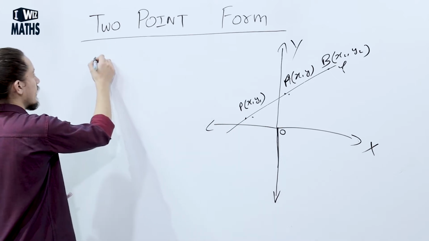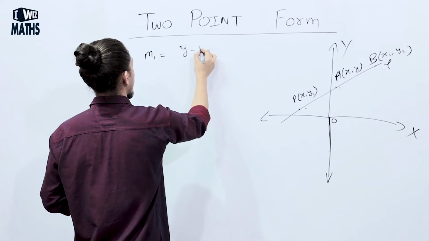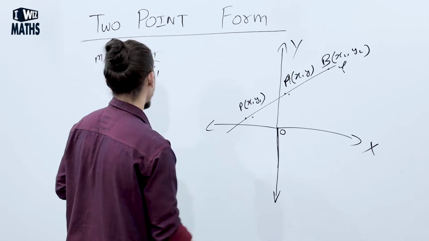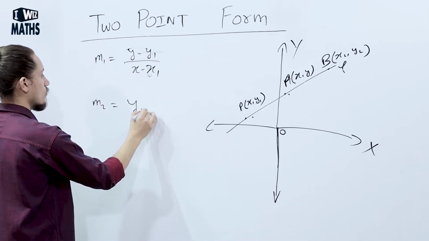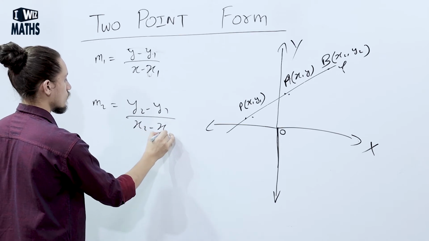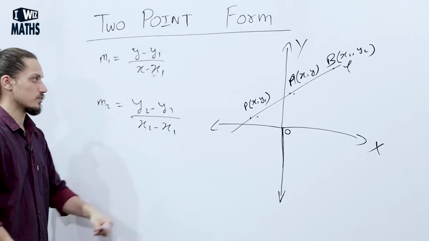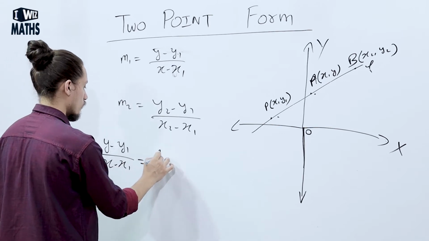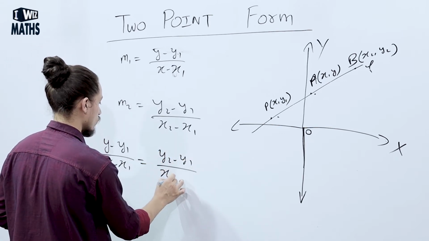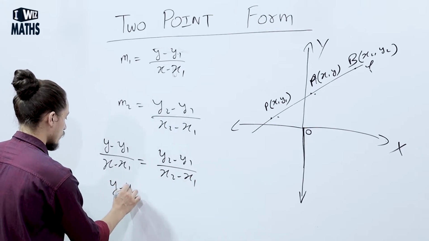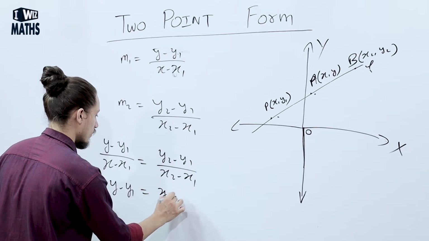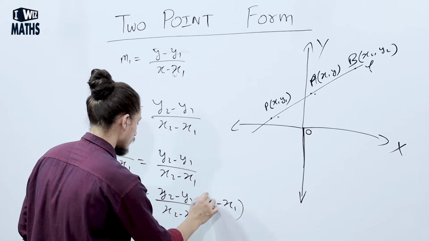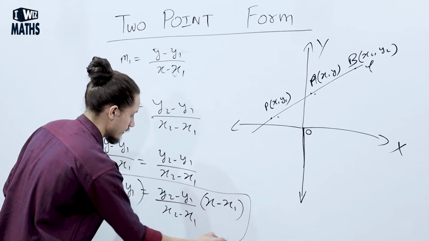स्लोप बिटवीन P एंड A से m1 is equal to y minus y1 upon x minus x1, and slope between B and P will be equal to m2 is equal to y2 minus y1 upon x2 minus x1. अब ये दोनों एक ही लाइन के स्लोप हैं तो एक दूसरे के इक्वल होनी चाहिए. So equating we get y minus y1 upon x minus x1 is equal to y2 minus y1 upon x2 minus x1. We get y minus y1 is equal to y2 minus y1 upon x2 minus x1 into x minus x1. This is the 2-point form of an equation of line.